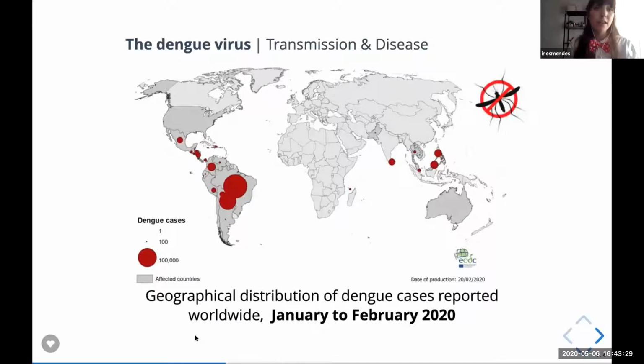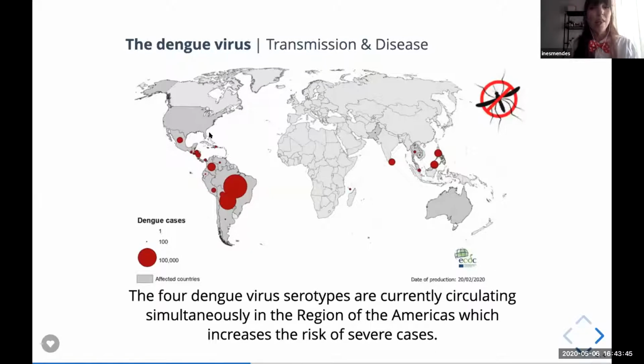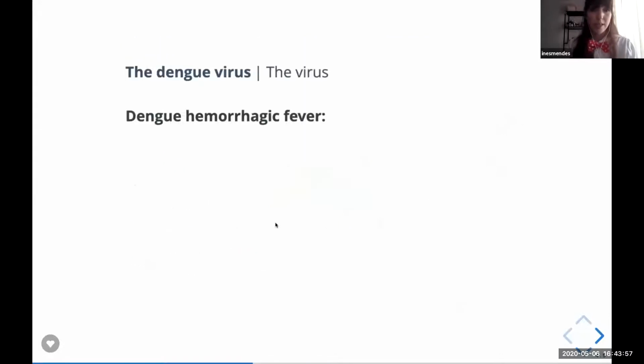More recent data, although, you know, there's a lot of coronavirus talk going on. This is from January to February. Also, they're colder months, so you can see that Europe is pretty much off the hook. But if you look at the United States, the ECDC reports that there are co-circulating serotypes of the dengue virus. And I'll let you know why this is important in a little bit.